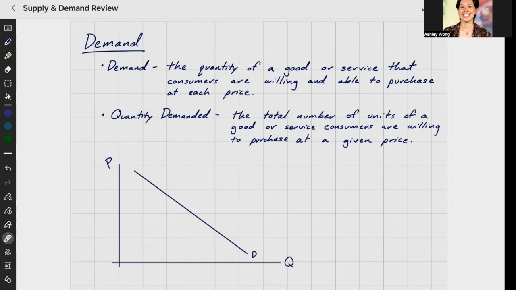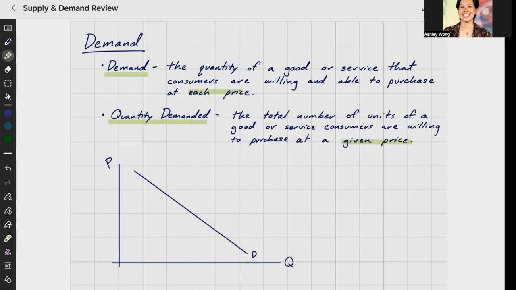Knowing the difference between these two definitions will help us to understand the difference between a change in demand and a change in quantity demanded later on. So I've written our two definitions here. We have demand, which is the quantity of a good or service that consumers are willing and able to purchase at each price. And then our next definition is quantity demanded, which is the total number of units of a good or service that consumers are willing to purchase at a given price, or a specific price.